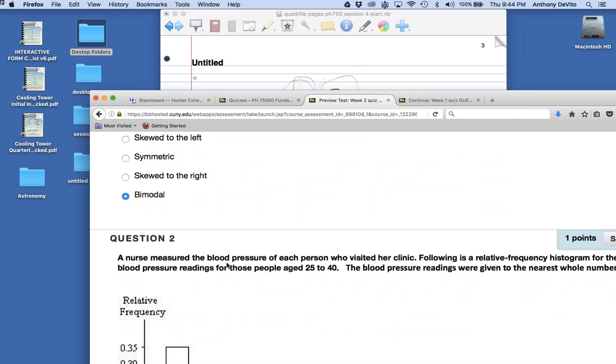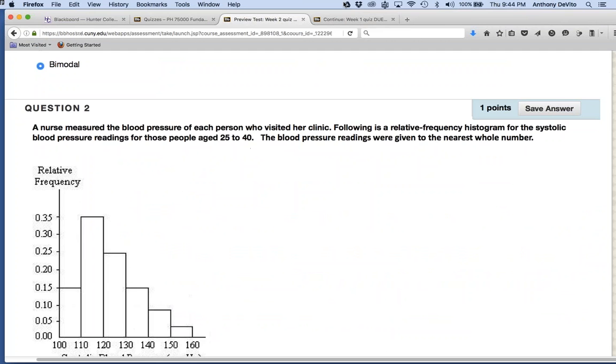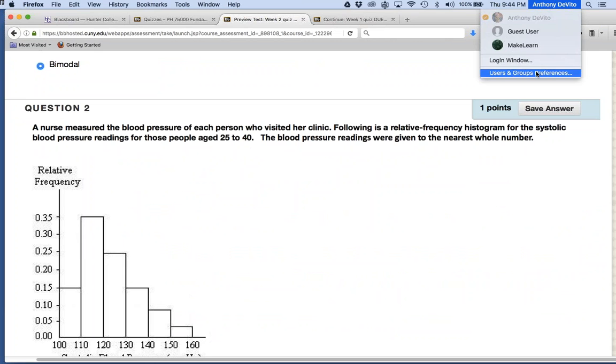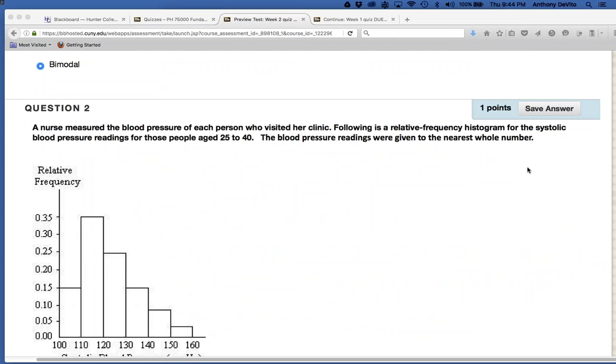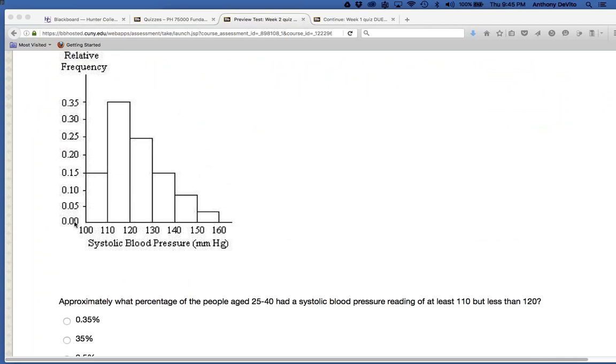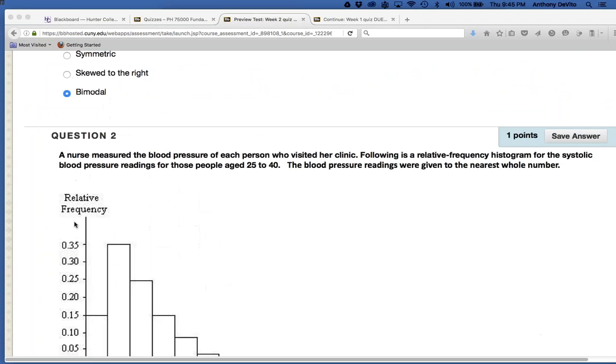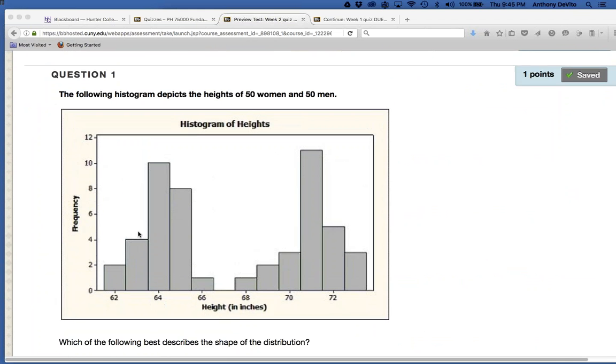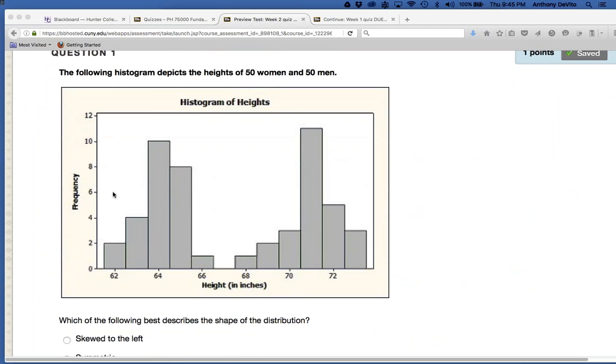It's bimodal. Okay, a nurse measured the blood pressure of each person who visited her clinic. The following is a relative frequency histogram for the systolic blood pressure readings for those people aged 25 to 40. Blood pressure readings were given to the nearest whole number. Okay, let's see what we have here. We have relative frequency. Keep in mind that where this histogram counted, we had frequency, which means the height of each bar represents the actual number of subjects, patients, or students in that group.